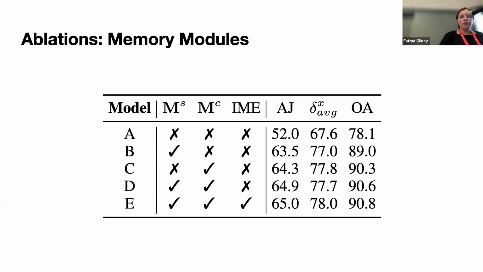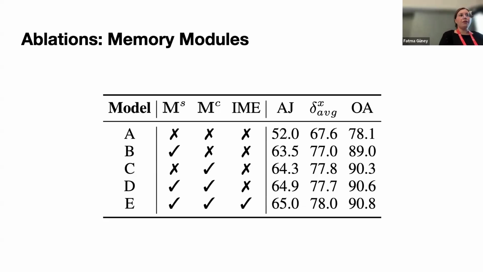So the memory modules, do they actually help? Here we have the spatial memory MS, context memory MC, and IME, which I'm going to explain in a second. It's inference time memory extension. Through these different combinations of using one memory or the other or using them together, let's walk over the rows. Model A is without any memory, okay? And this performs quite poorly. This is the worst version that we have. Without any memory modules, the performance goes down. So we need memory modules.